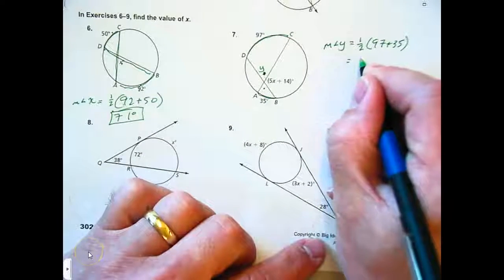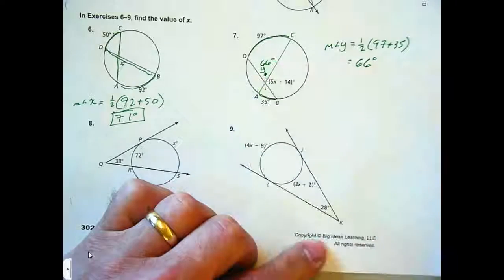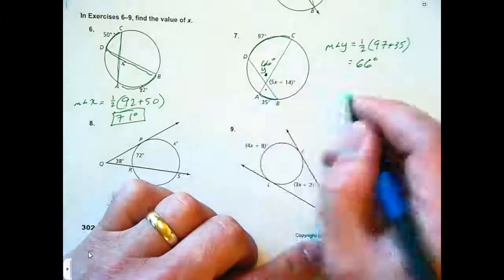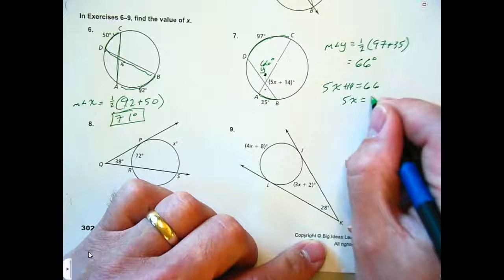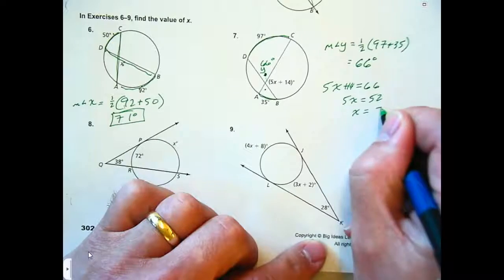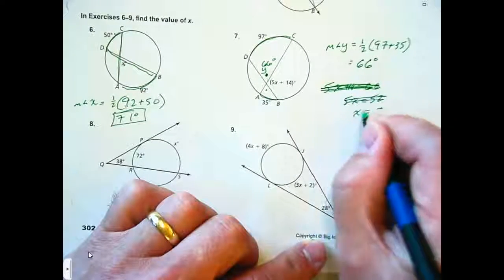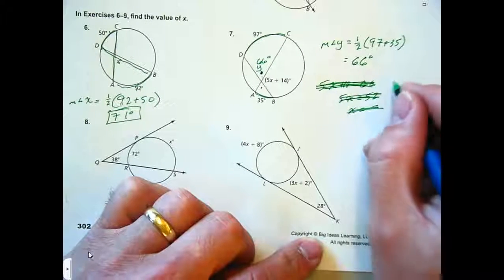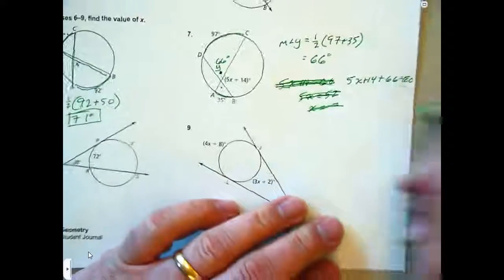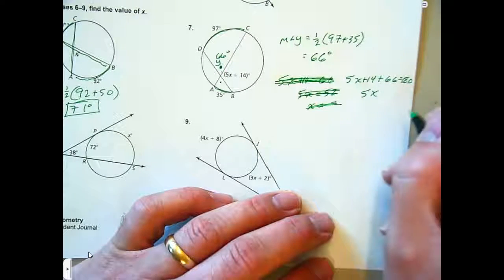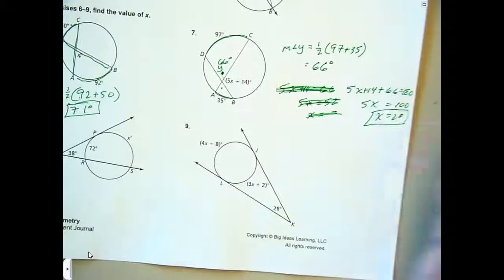What did we get? 61? I think 66. Okay, 66 degrees. Now what am I going to do with that? Well, we'll use supplementary angles. So 5x plus 14 plus 66 equals 180. I think you guys are paying attention. So we get 5x, subtract 14, subtract 66, we get 100. So x is 20. Any questions on it? Yeah.